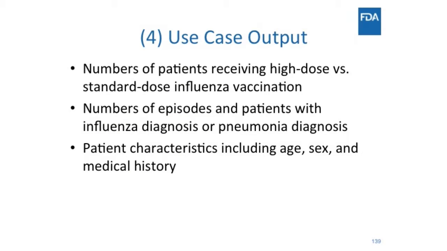So finally, we actually went through our use case, and what we found is that we were able to obtain information and generate tables. We were able to determine the number of patients who had received high dose versus standard dose influenza vaccination over years. We were able to identify the numbers of episodes and patients who had been diagnosed with influenza or pneumonia. And in this part, we actually explored different ways of determining the outcome. So for example, for influenza diagnosis, we used the ICD-9 diagnostic code, but we also used an algorithm looking at whether someone had had an influenza lab test followed by an oseltamivir prescription a few days later. And then we were able to understand better the patient characteristics, including age, sex, medical history, and other covariates.